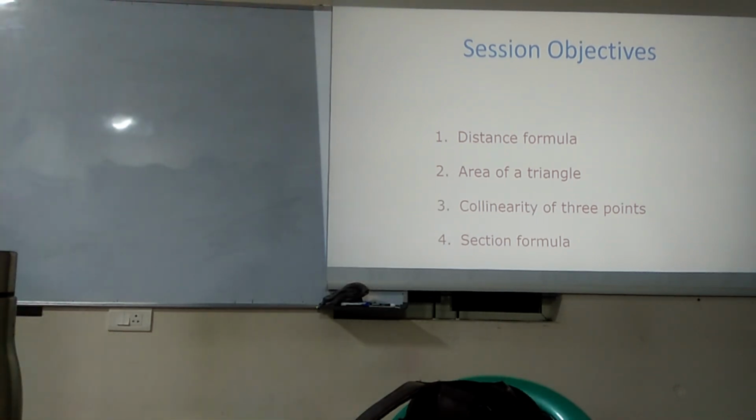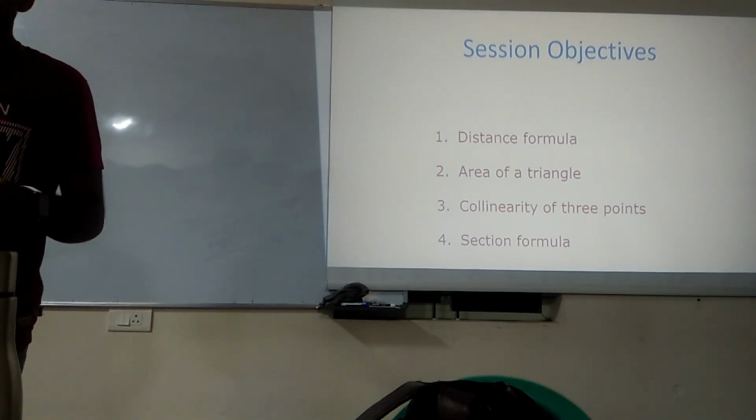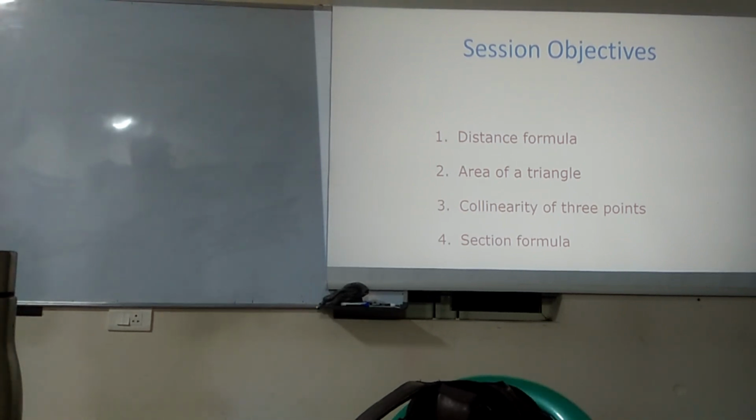Whereas in the midpoint formula, what is it? The point is dividing exactly at the middle, 1 is to 1 ratio. In that case, what will be the formula? How will you derive the length of the line? All those things. Yes?